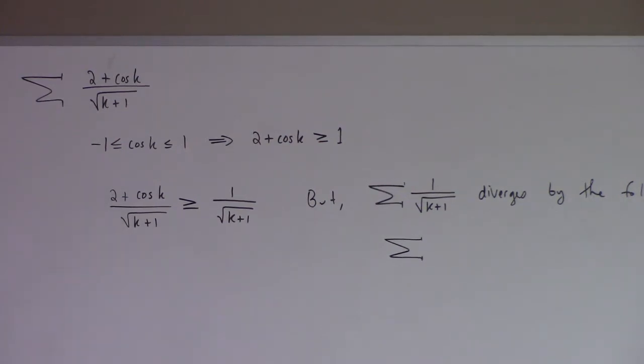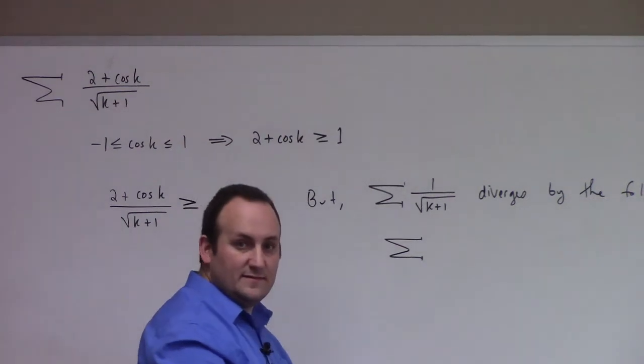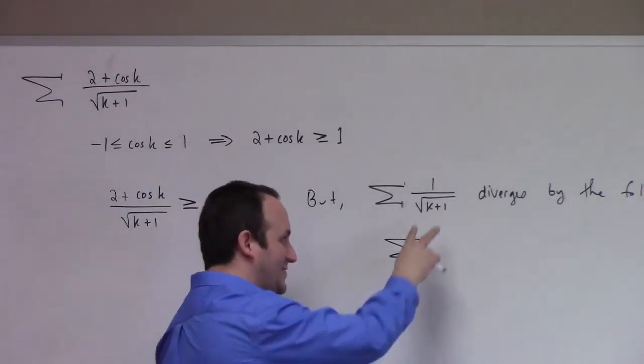Yes, you have to have a gut feeling about what's going to happen here. My gut feeling about this is cosine k is nothing. It's just something that goes between plus or minus 1. It's irrelevant. And so this is essentially like 1 over the root, which is p equals a half, which diverges. But this is not the p equals a half series, is it?